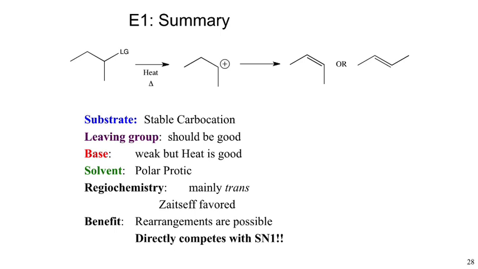And then the other really big complication is it directly competes with SN1. The very first step in both the E1 and the SN1 is the exact same. What mechanistic step was that? The leaving group breaks off? True, the leaving group breaking off. What's the name of that mechanistic step?